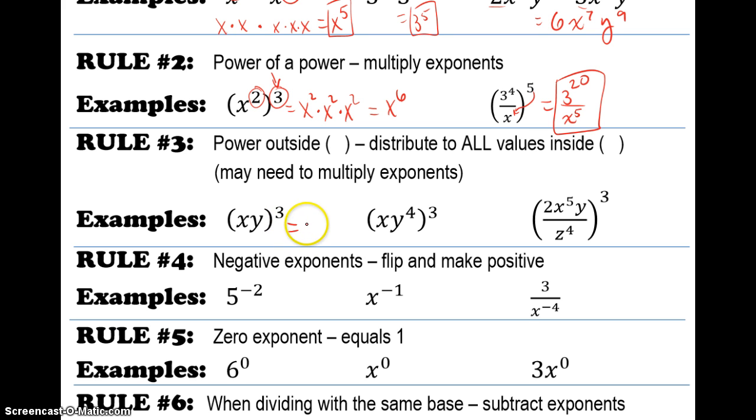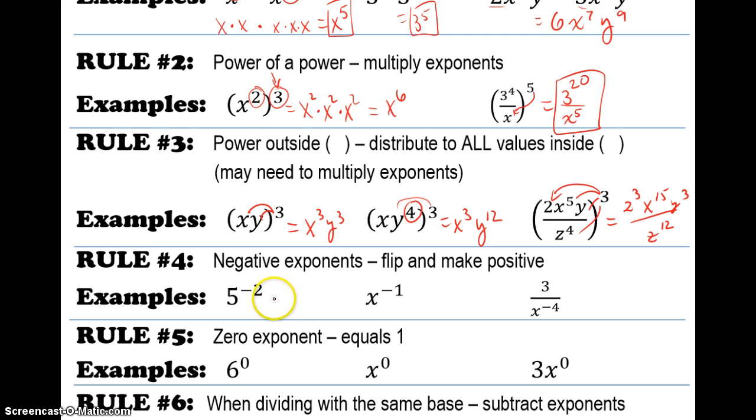On example 3, x to the third and y to the third. Since x and y are both in the parentheses, I'll distribute the 3. So x to the third, but y already has a 4, so we're going to multiply those and get 12. Last example, 2 to the third power, x to the 15, y to the third. On the bottom, we would have z to the 12th, since we'll multiply the 4 and 3.